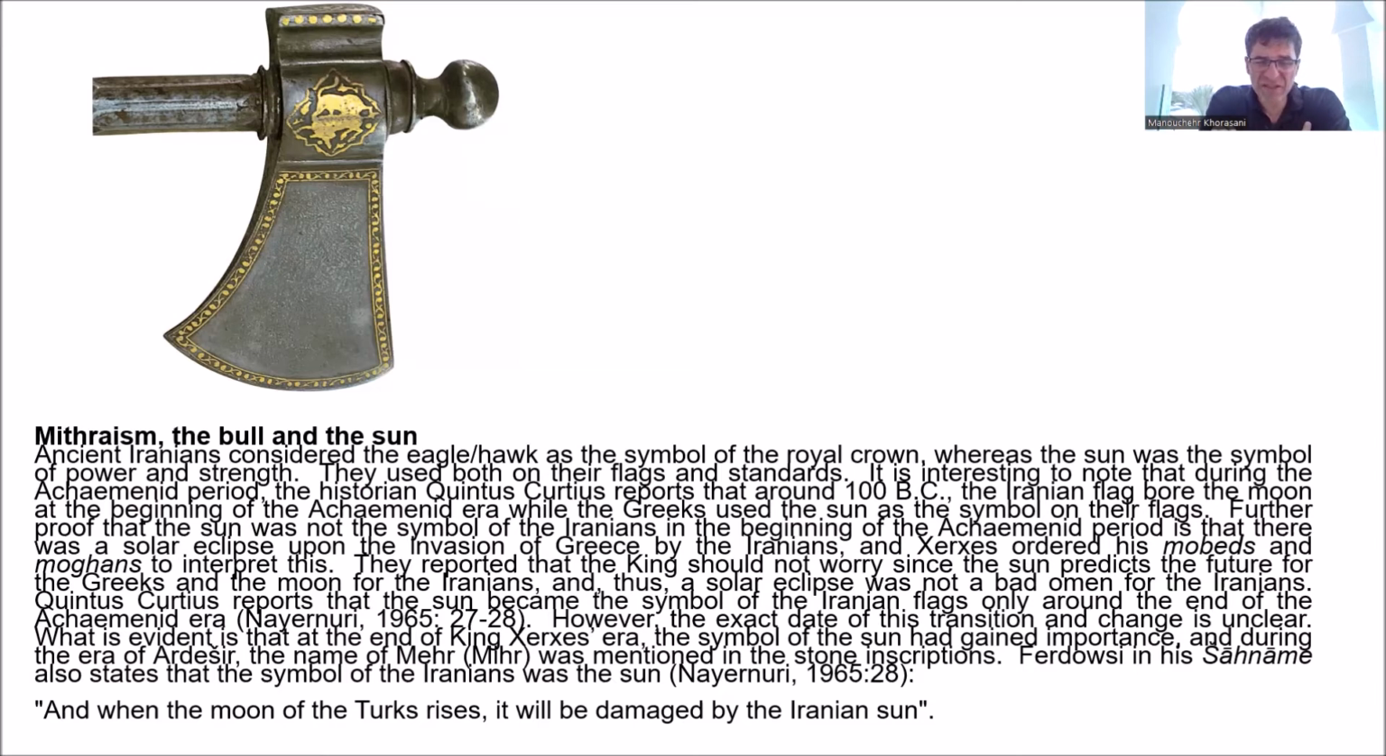What is sure and evident is that at the end of the King Xerxes era, the symbol of the sun had gained importance, and during the era of Ardashir, the name of Mehr was mentioned in the stone inscriptions. Ferdowsi in his Shahnameh also states that the symbol of the Iranians was the sun. So this is important to take into consideration. We have a clear indication in the important book of the King's Shahnameh that the sun was the symbol of the Iranians. Opinions differ on this, of course, as usual. And then it is said in the Shahnameh, when the moon of the Turks rises, it will be damaged by the Iranian sun.